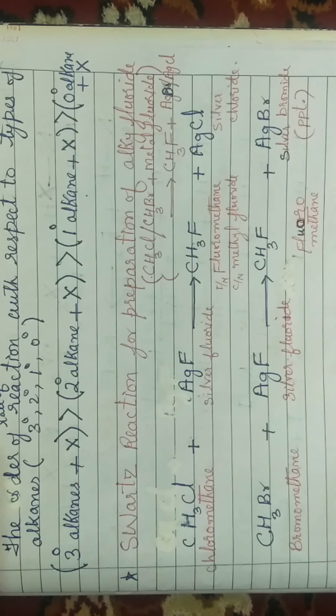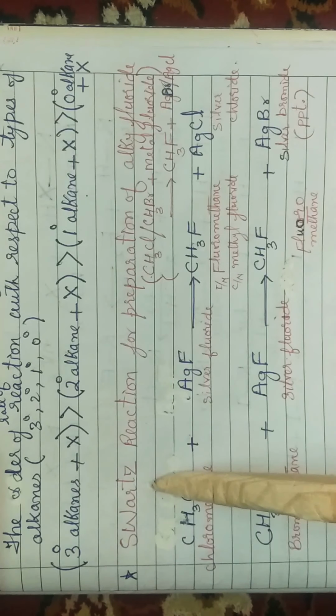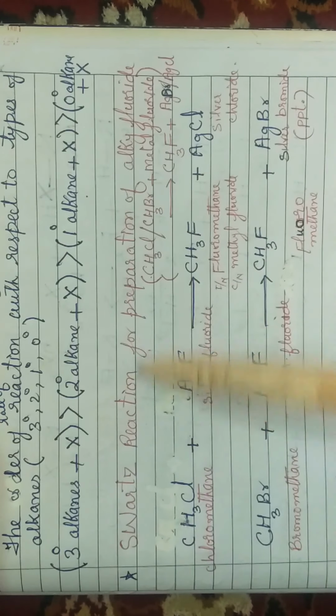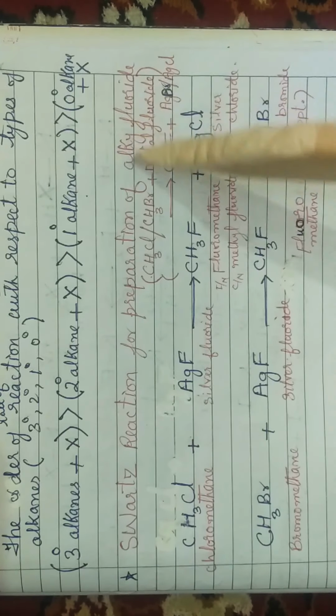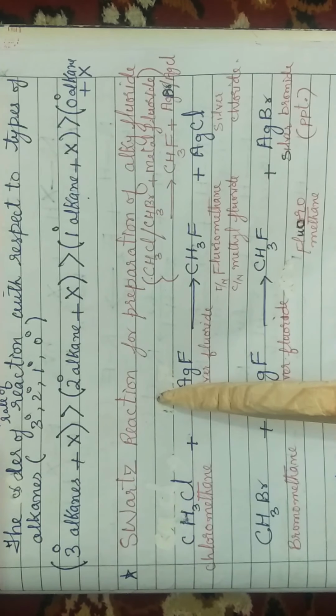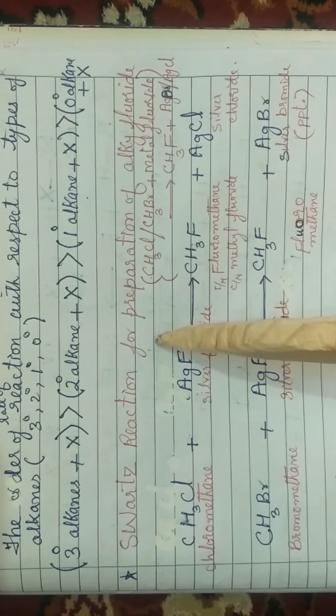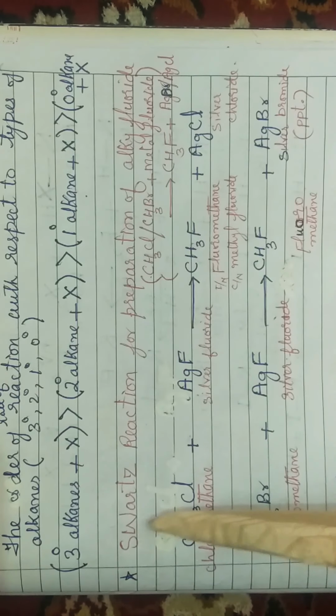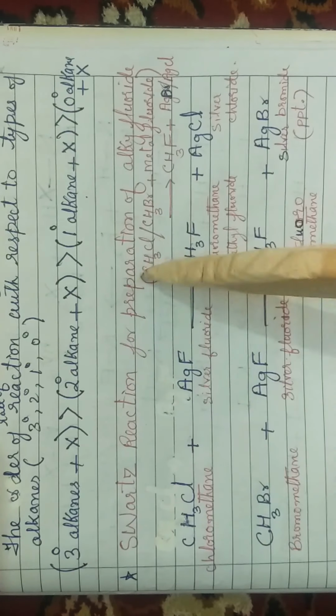Dear students, this is the last point in this video lecture, Swart's reaction for preparation of alkyl halides. Swart's reaction is for the preparation of alkyl fluoride, because in the previous method we were unable to produce alkyl fluoride, as that reaction is very fast and uncontrollable. So here is a very good method, Swart's reaction for preparation of alkyl halide.